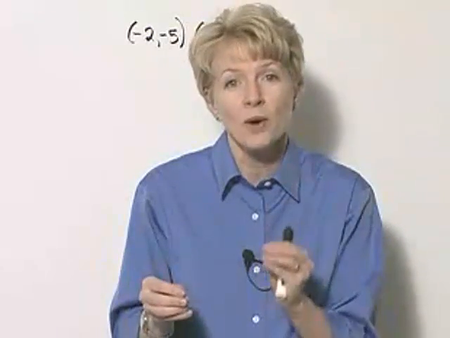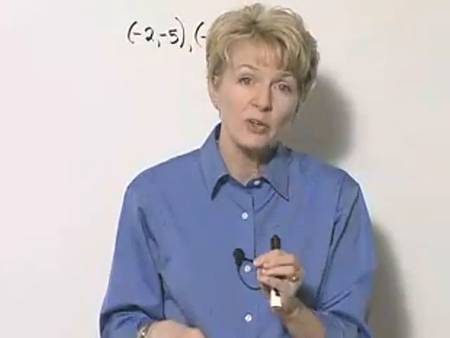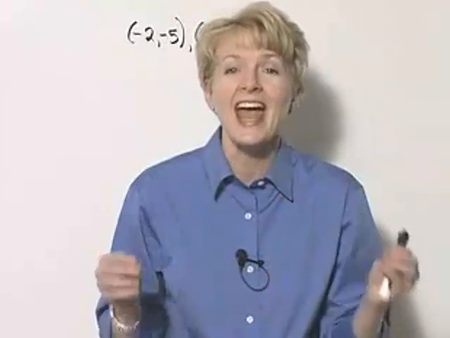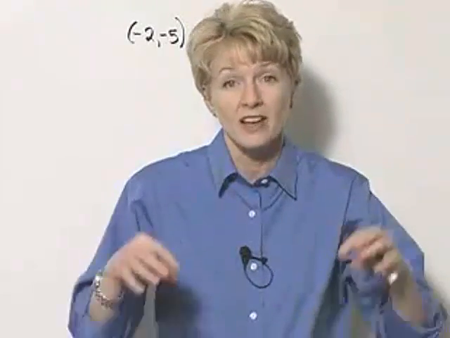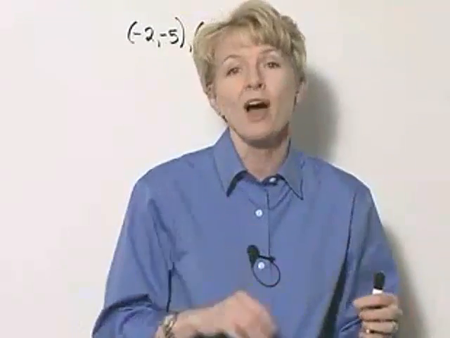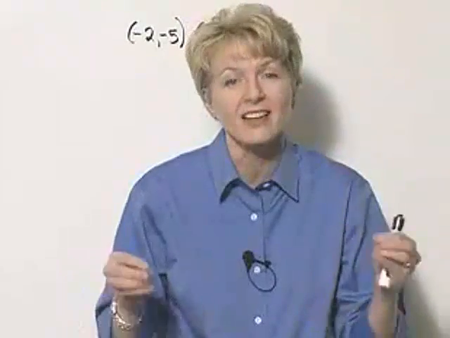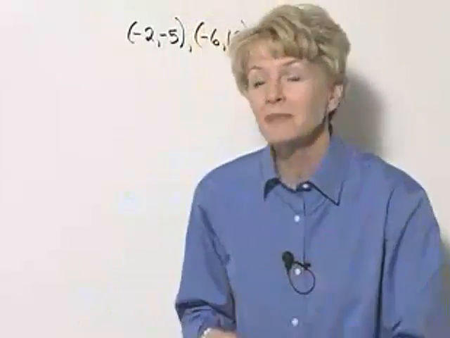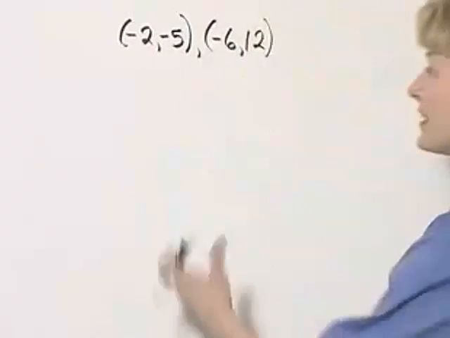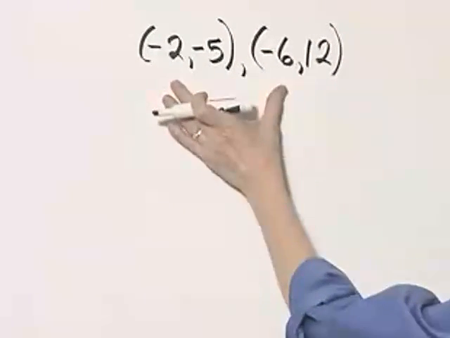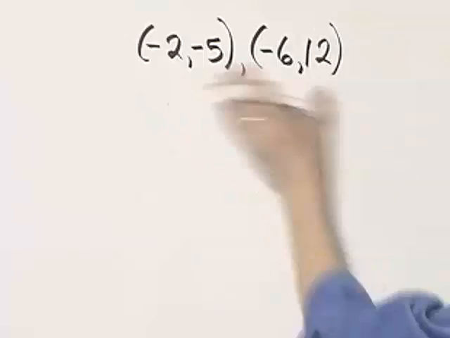Since it's halfway, actually the x-coordinate of the midpoint will be the average of the x-coordinates of the endpoints, and the y-coordinate of the midpoint will be the average of the y-coordinates of the endpoints. So keep that in mind, and let's find the midpoint of the line segment joining these 2 points.